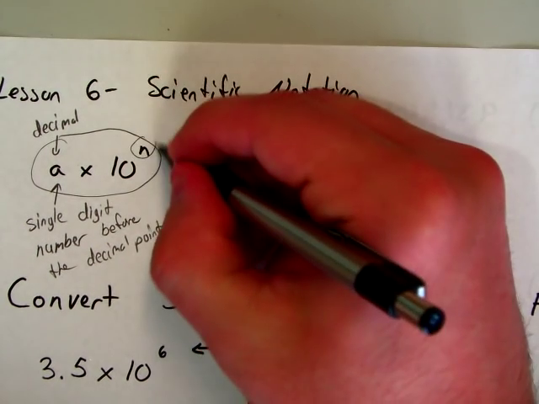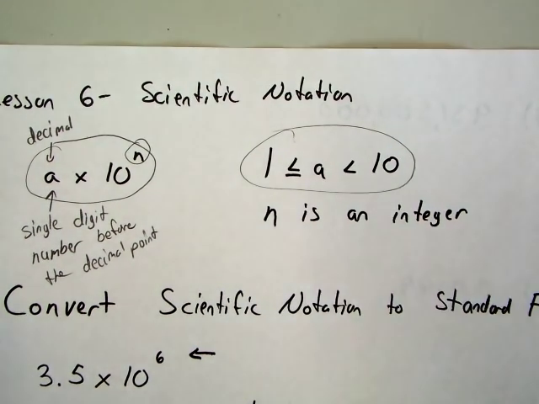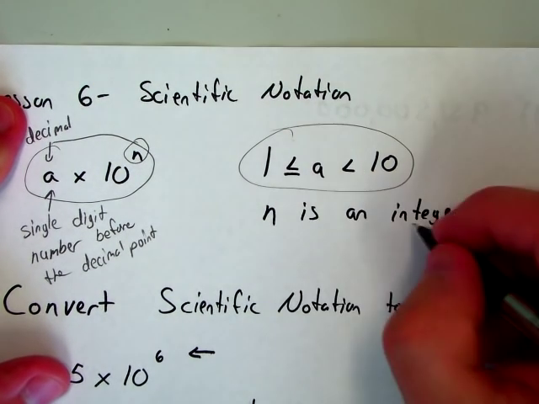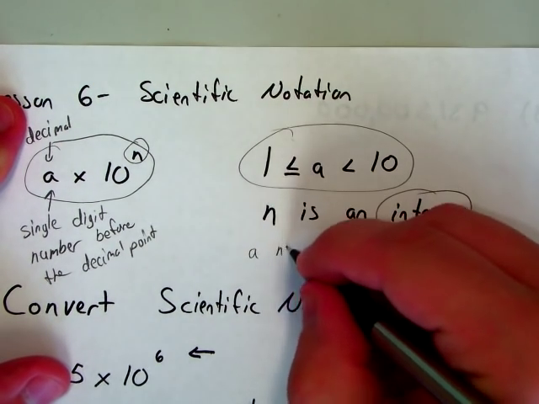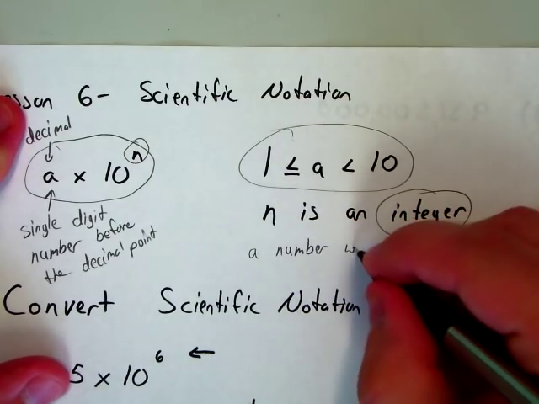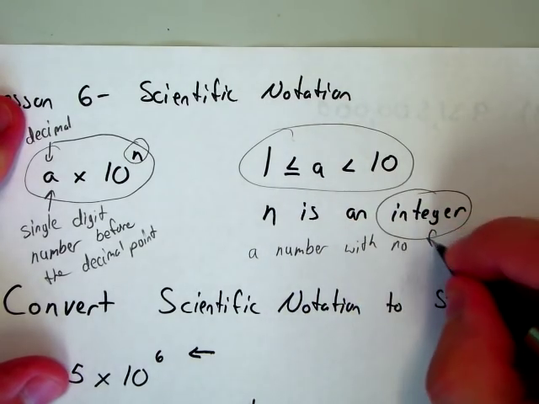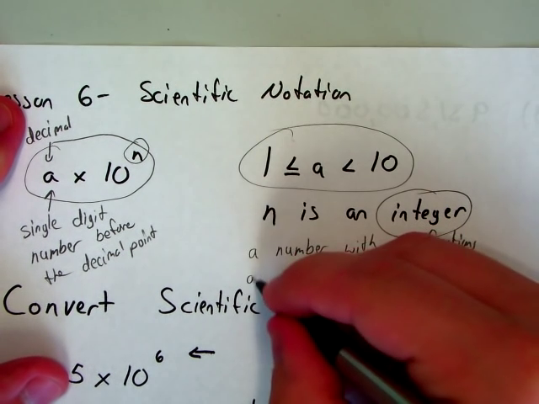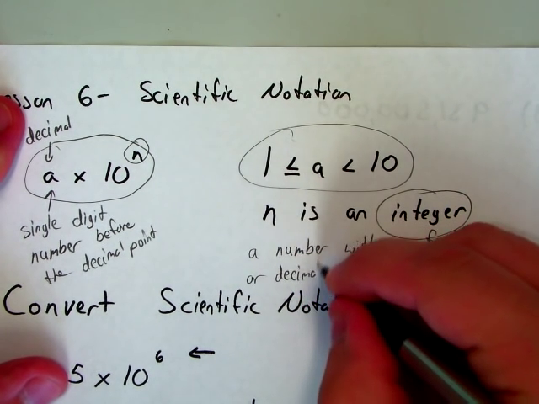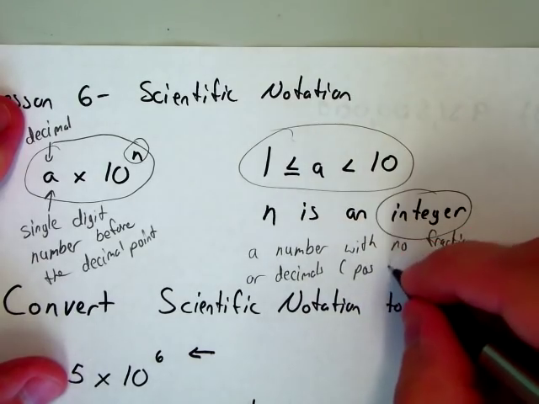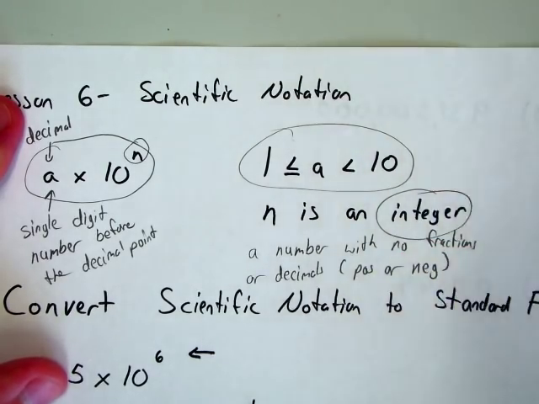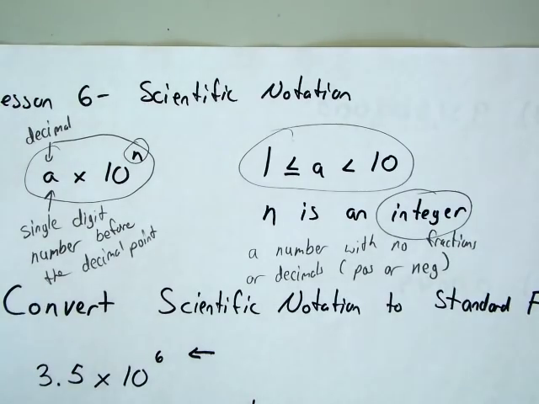Now, the nice thing is the exponent can be any integer. Remember, an integer is a number with no fractions or decimals, and it can be positive or negative. So negative 6 will work, positive 17 will work, negative 32 will work. All of those numbers are fine because those are integers.